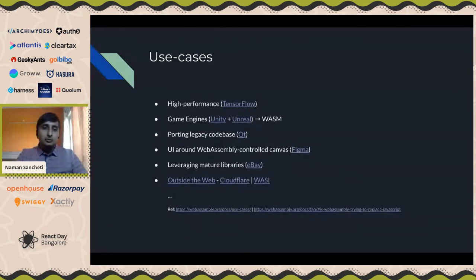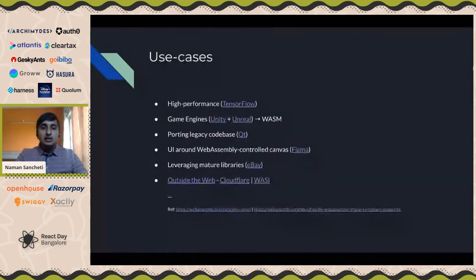So what about use cases? If you need high performance, let's take the example of TensorFlow, which is Google's machine learning library. They have created a WebAssembly backend for some of their models. As they have talked about on their blog, they have seen a 10x improvement in speed for some of these models. They are adding support for more models as well. Game engines: Unity and Unreal, two of the most popular game engines, now support compiling to WASM. So you can target your game for running on the web.